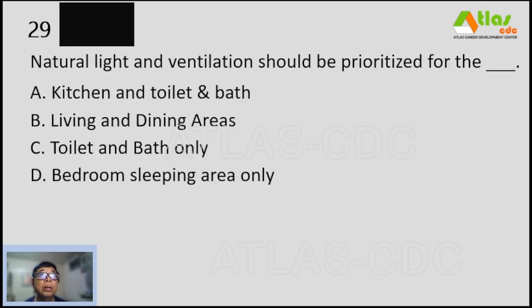Number 29. Natural light and ventilation should be prioritized for the blank. A. Kitchen and toilet and bath. B. Living and dining areas. C. Toilet and bath only. And D. Bedroom, sleeping area only.